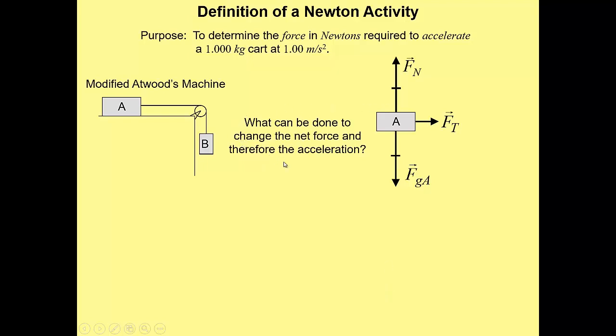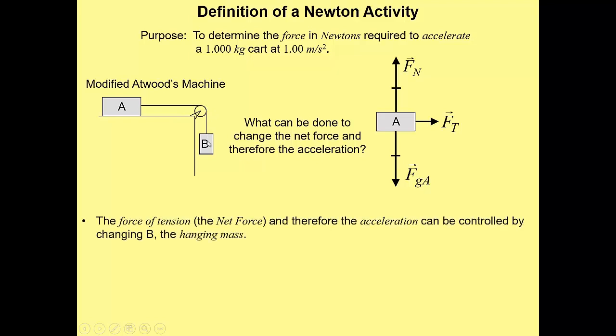if you put it on there and you run a trial and it's not accelerating at 1 meter per second squared, well, how can we make it accelerate faster? What could we change, and look at our force diagram, that would change the net force and therefore the acceleration? Well, yeah, we've got to change the force of tension in the string. And how can we change that? Follow it over. We could do that by changing the hanging mass.